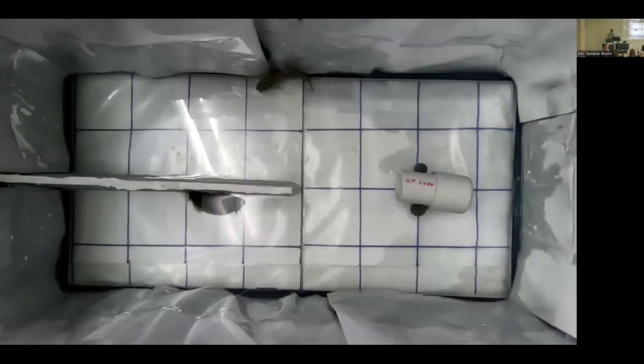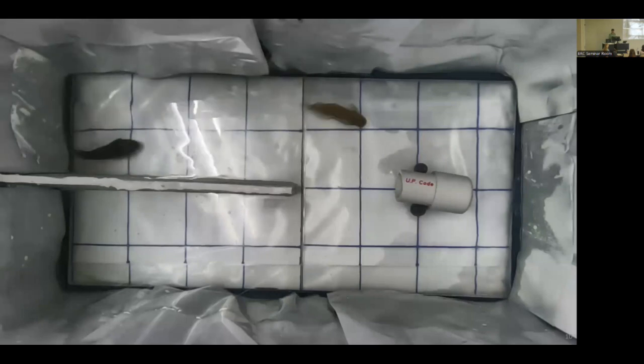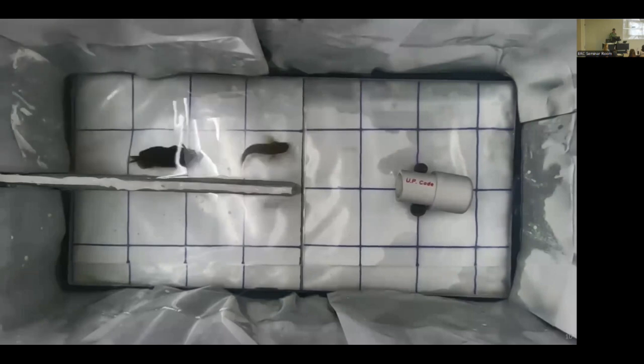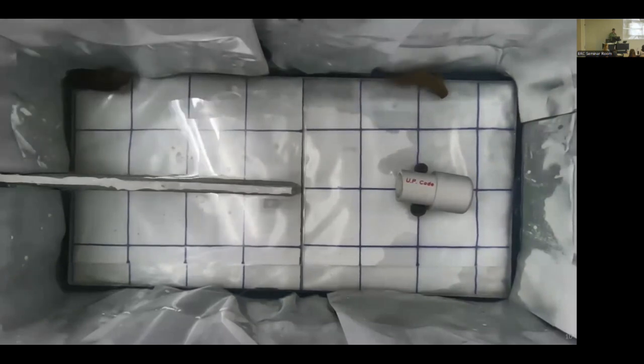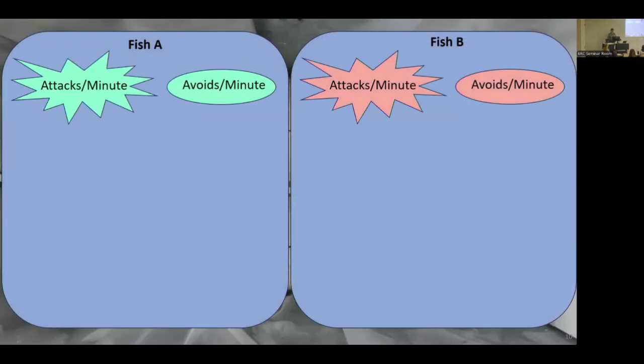So we conducted a series of dyad experiments. Here we have a multiphilus on the bottom attacking, I believe this is a scartella, and doing a pretty good job of it. You can see that we can separate these attacks into a series of discrete rapid approaches or attacks, and we can also filter out avoids, which are the opposite, sudden bursts of swimming away from the opponent. So we can quantify attacks per minute and avoids per minute for each individual fish.